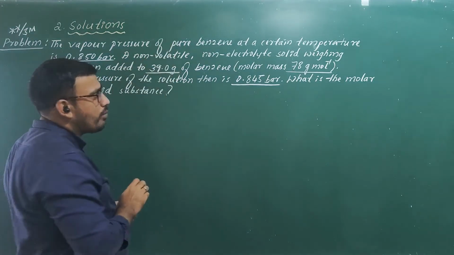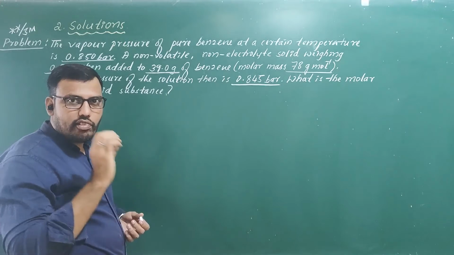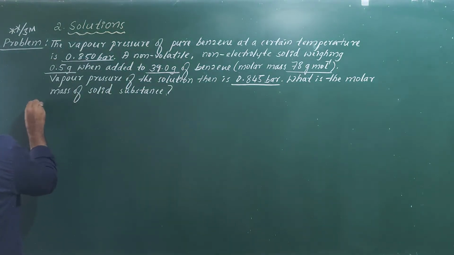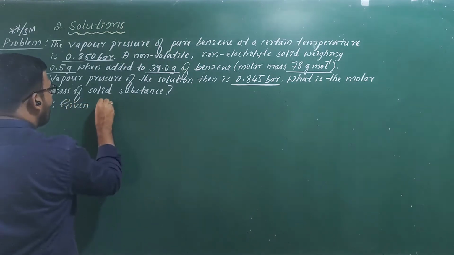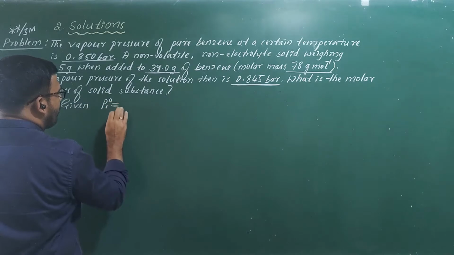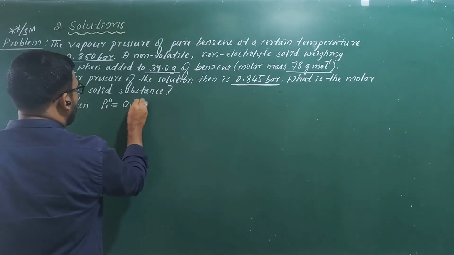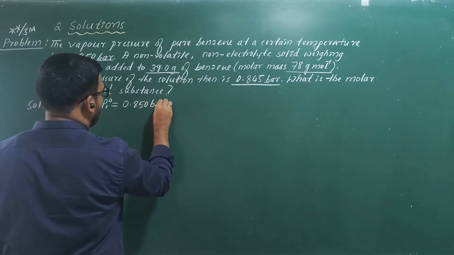Vapor pressure of pure benzene, the vapor pressure of pure solvent, that is our P1 naught. Let me read the given things. So what are the things given? P1 naught is given. The vapor pressure of pure solvent is 0.850 bar.